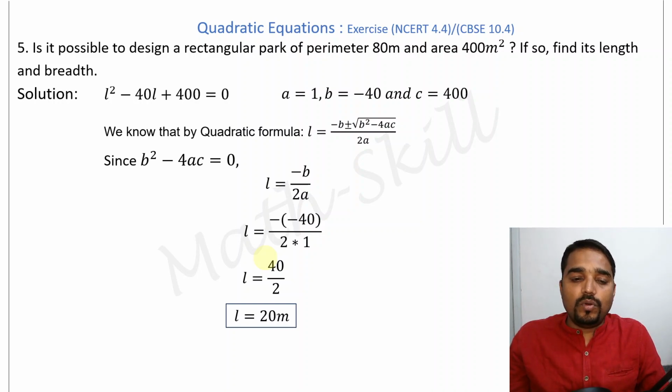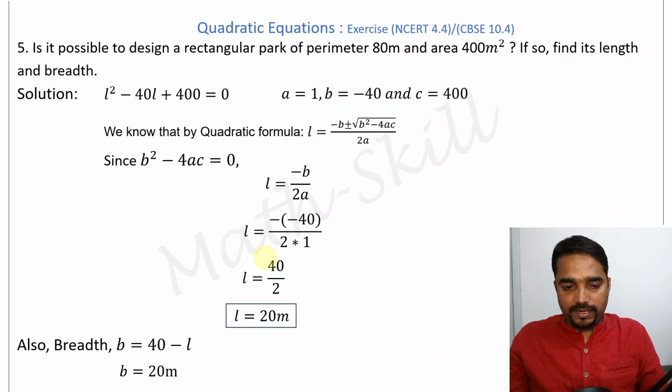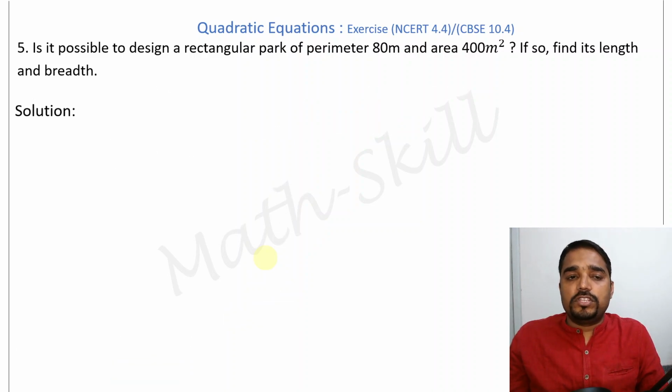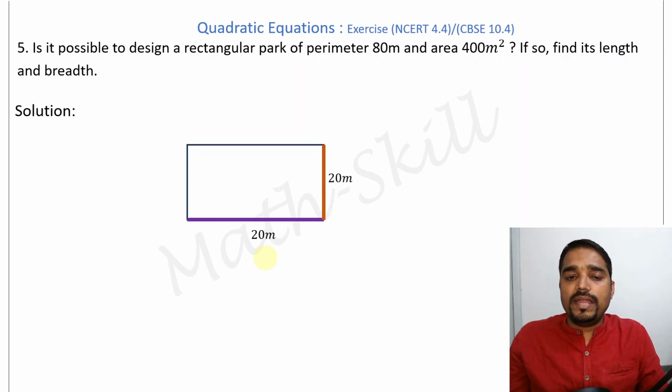Also, we know that the breadth of the rectangle is, as we have already found out, 40 minus L. That is, B is equal to 40 minus 20. Therefore, B is equal to 20 meters. That is, the breadth of the rectangle is 20 meters. Now, let us conclude. So, for this particular rectangular park, the length of the rectangular park is 20 meters and the breadth of the rectangular park is also 20 meters.